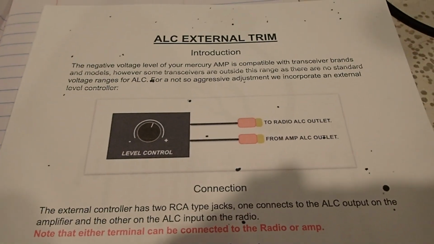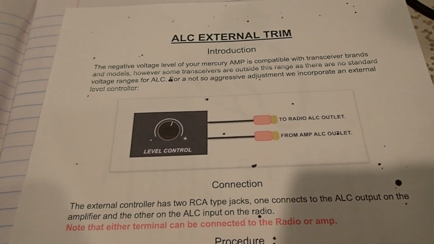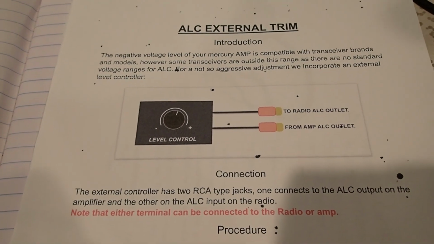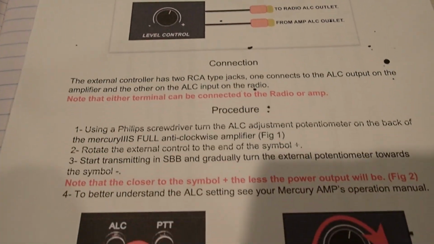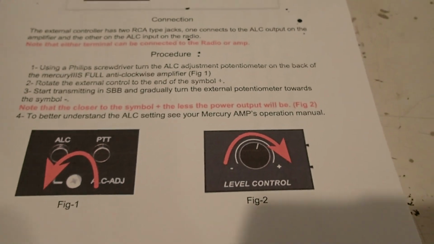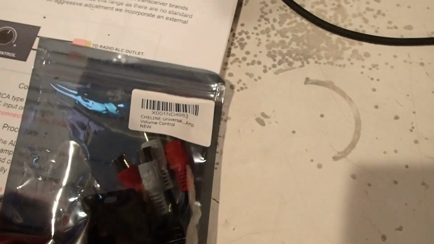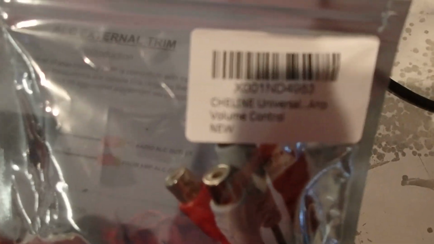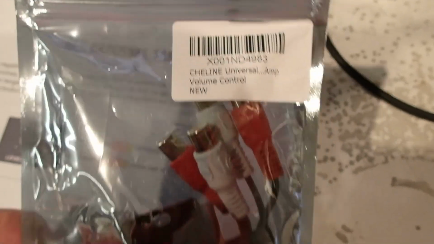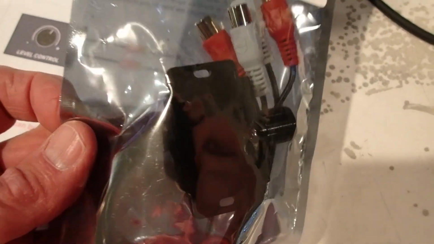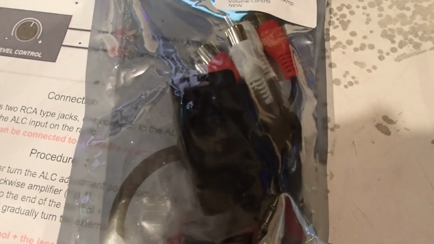I contacted KM3KM tech support, and they came up with this nifty little audio attenuator that you can use to attenuate the feedback to the 7760. It's available on Amazon. There it is. We're going to hook it up and adjust it and see how it works.